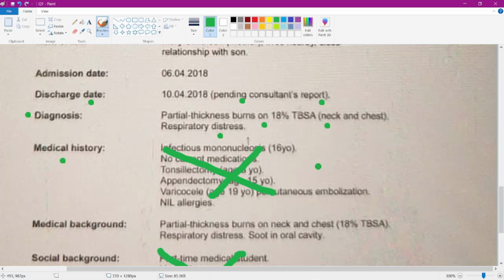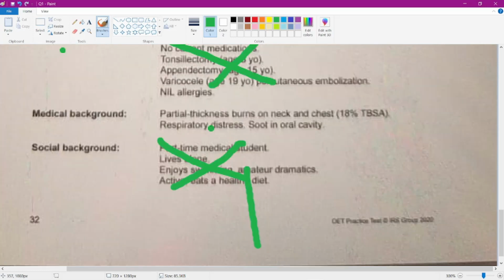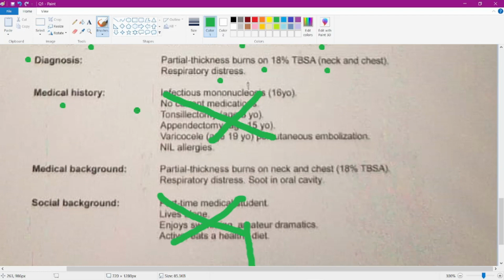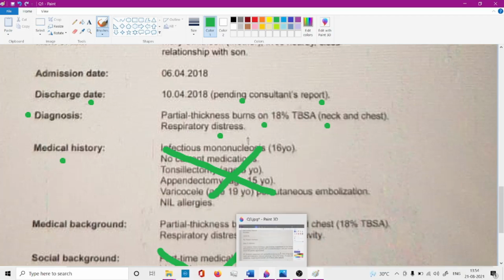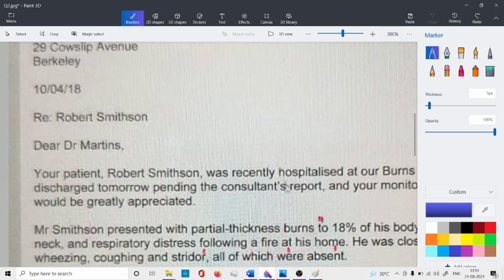Respiratory distress. Okay. Now partial thickness burns, again medical background. Since we are avoiding social and medical history, but we are considering medical background because it's related to this problem only, burns. The same thing they have repeated twice, so no problem with that. Same meaning, only some soot in the oral cavity, that they have mentioned extra over here. Now we can read the remaining also.